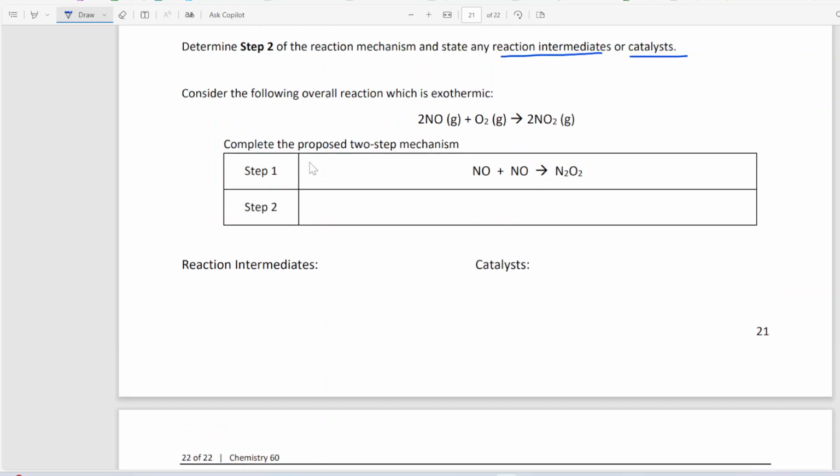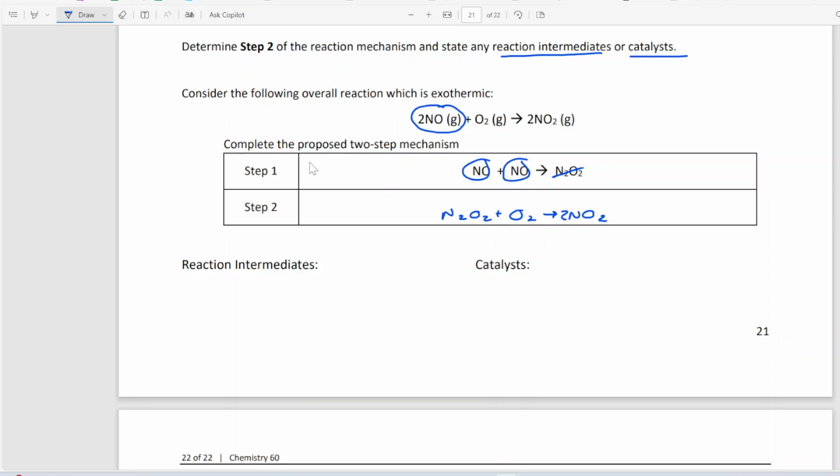Consider the following overall reaction, which is exothermic. Complete the proposed 2-step mechanism. So we're just missing the second step. So as a reactant, I need 2 NOs, 1, 2, and I also need an oxygen, which is missing. In my product, I need 2 NO2s. And so I've got it now, but I need to get rid of this N2O2, so I'm going to add it on the left-hand side. So my missing step would be N2O2 plus O2 goes to 2 NO2s.